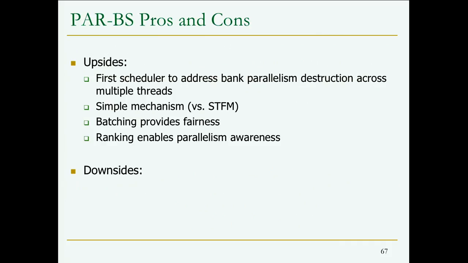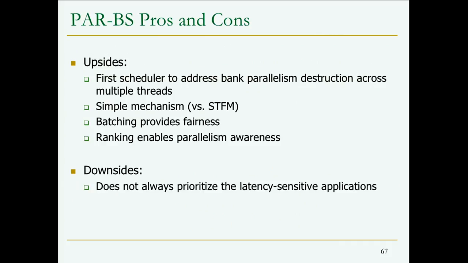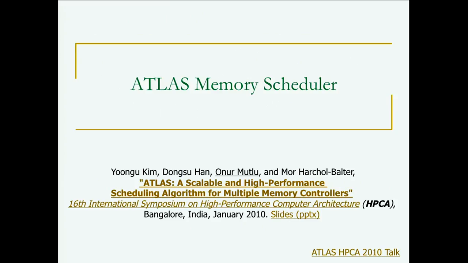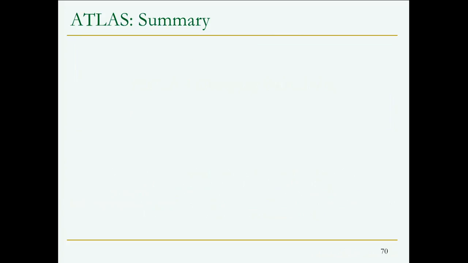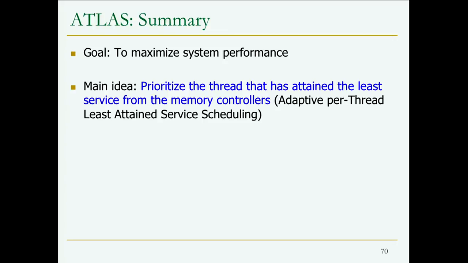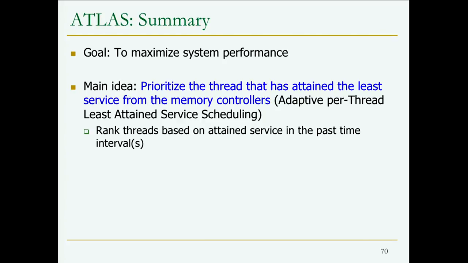After this, we tried to solve this problem, latency sensitivity. The idea was to build a scheduler that provides very high system throughput. I'm going to give you a very quick summary. There's a lot of scheduling theory that we exploit in this paper, but I'm not going to talk about that in much detail. The goal was to maximize system performance. We didn't want to be fair. We wanted to explore the direction of performance as much as possible. It turns out that if you want to do that, you want to prioritize the thread that has attained the least service from the memory controllers. This is called adaptive per-thread least attained service scheduling, hence the name ATLAS.